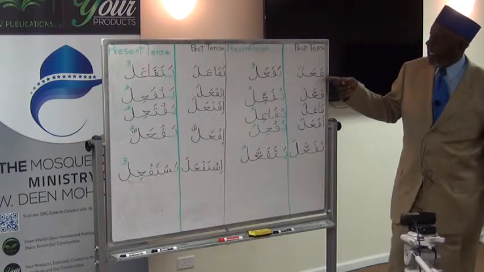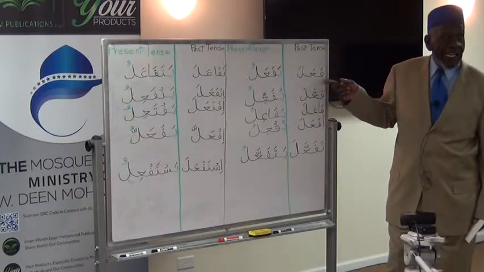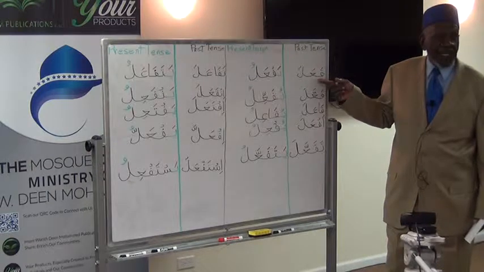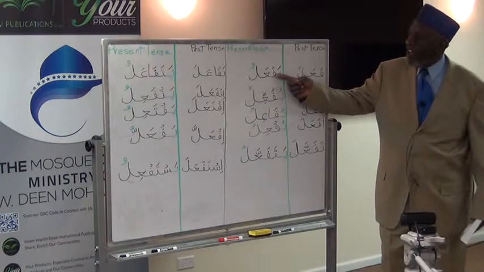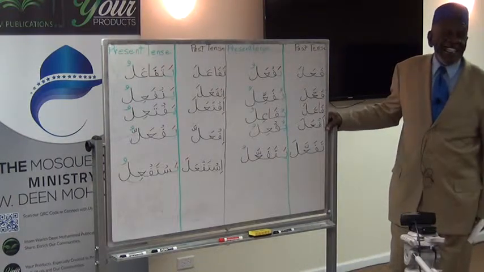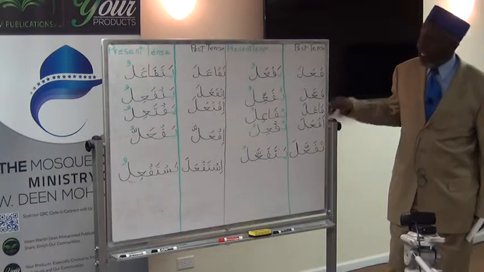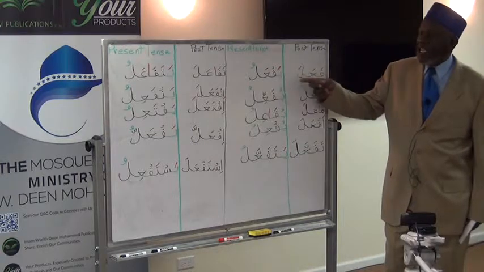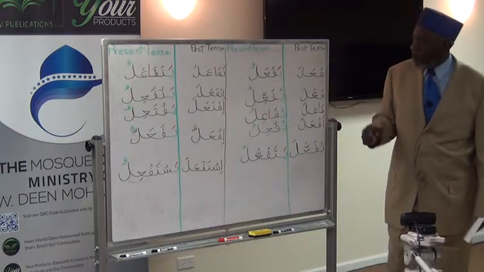So fa'ala is declaring that something has happened, all right? And then yaf'alu is declaring that it is happening, all right? This is past, it has happened, and this is, it is happening, all right?